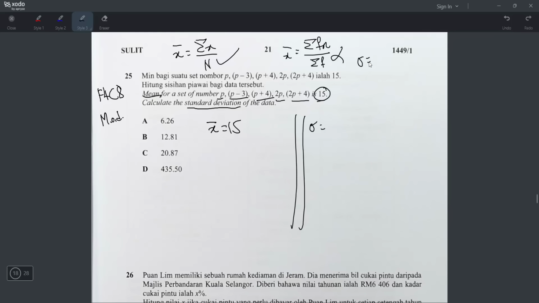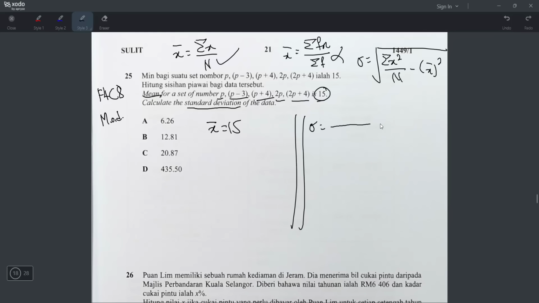is, okay, kalau tak ada frequency, the formula looks like this. Ada square root, standard deviation ada square root. So it's sum of x square over n minus mean square. Tapi kalau ada frequency, it will be sum of fx square divide sum of f minus mean square lah. Okay, but this question tak ada frequency, so we will just use this one.